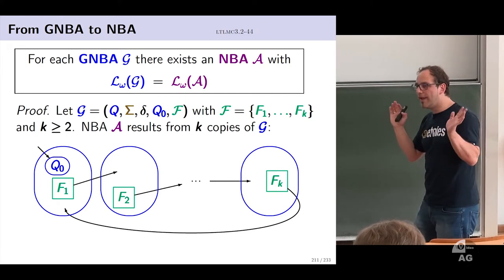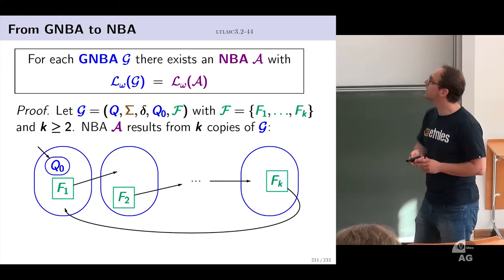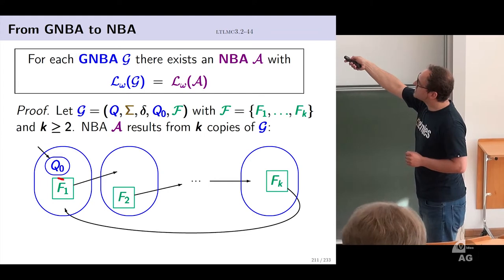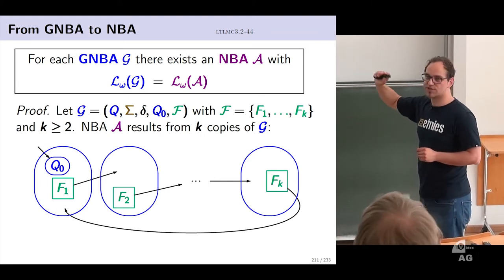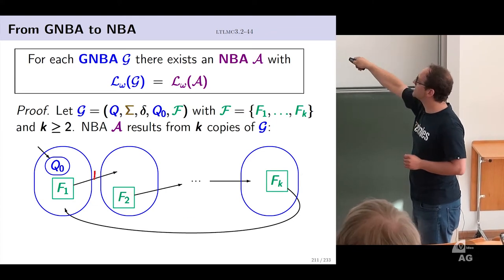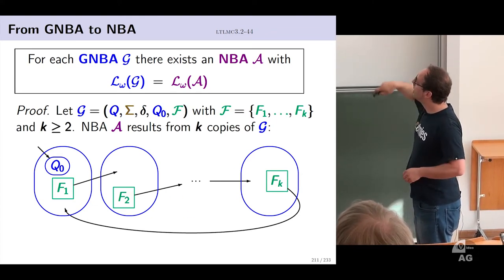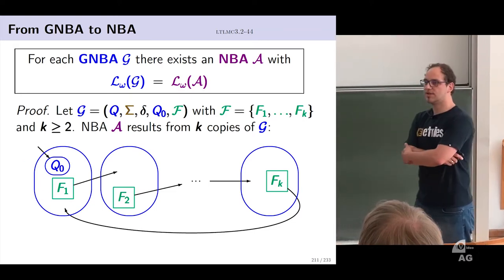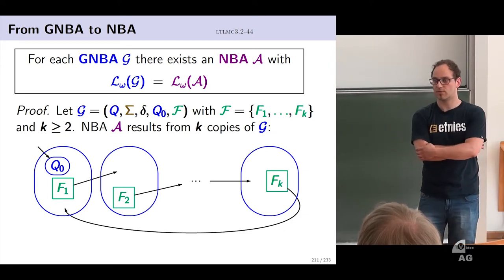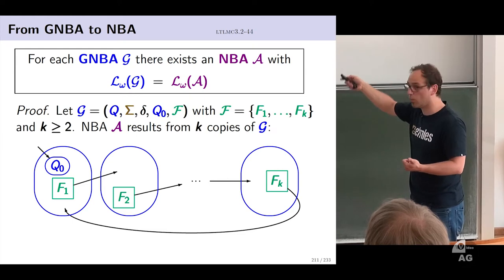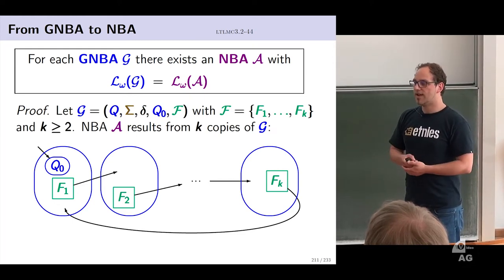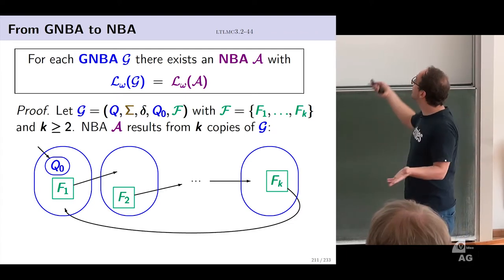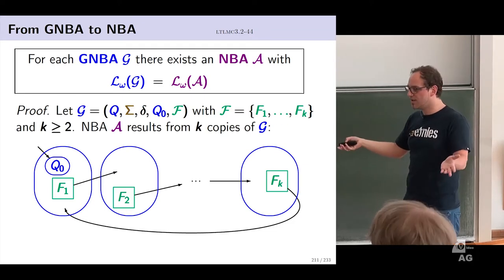And now I hope that you already intuitively see that by this transformation, if we make only the states of F1 accepting in the first copy, we drop all the other acceptance conditions with respect to F2 up to FK, and we only require the states of F1 in the first copy to be visited infinitely often. Well, first of all, what we get is an NBA, right? Because we have only one set of accepting states. Now, obviously, you can ask the question, why does it recognize the same language? I mean, we went from K sets of accepting states to just one.